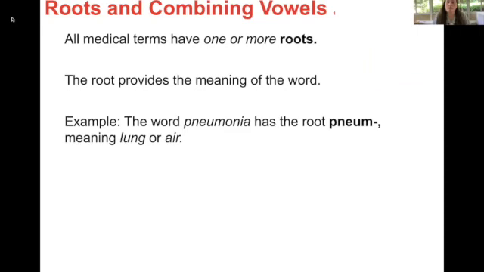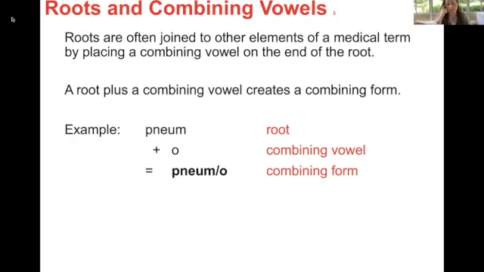So for all of our medical terms, there is 1 or more roots. You always have at least 1 root word, because without a root word, you don't have a word. So the root provides the meaning of that medical term. The example here is they say the word pneumonia has the root pneumon. That means lung or air. So anytime you see P-N-E-U-M, that has to do with either lungs or air, that is going to help you figure out what the rest of the word means.